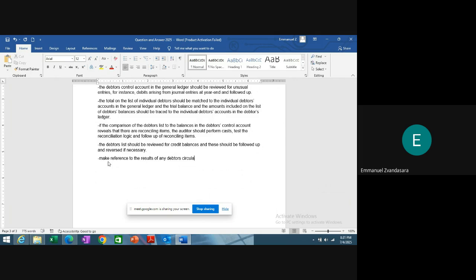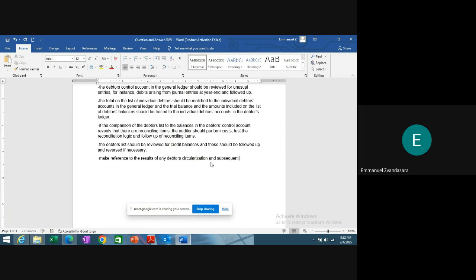Then the assertion of existence. We also need to master well the issue of existence when dealing with the debtors' account balance, because on existence we have a lot of things to do. We have debtors circularization. We also have subsequent receipt testing. On debtors circularization, we can have positive confirmation and negative confirmation. After we make confirmations, we need to make reference to the results of any debtors circularization and subsequent follow-up.